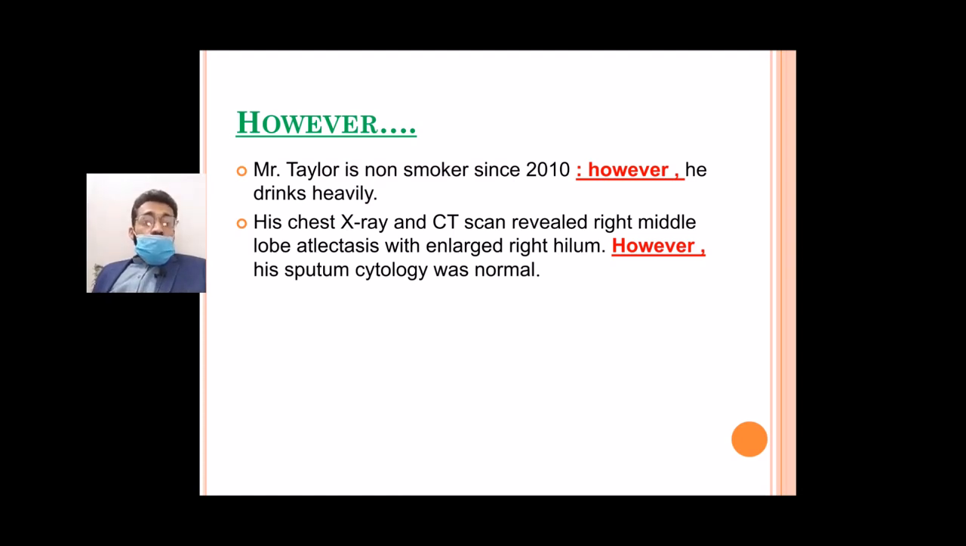If you are using "however" at the start of a sentence, like: his chest x-ray and CT scan revealed right middle lobe atelectasis with enlarged right hilum. However, his sputum cytology was normal. Then you will put a comma after "however" if you are mentioning it at the start of the sentence. So guys, this is a very important connector, "however", and you can see how you can use it.